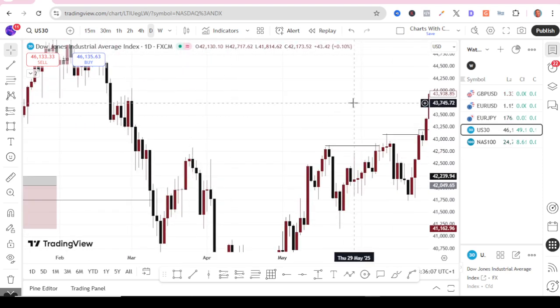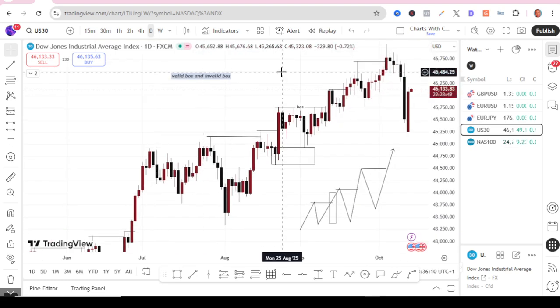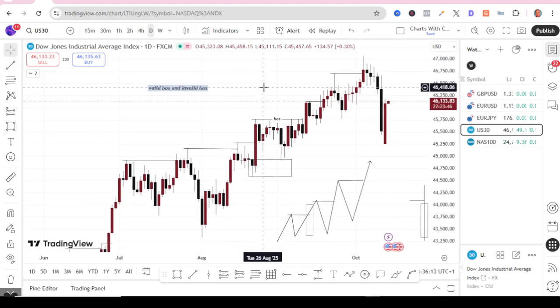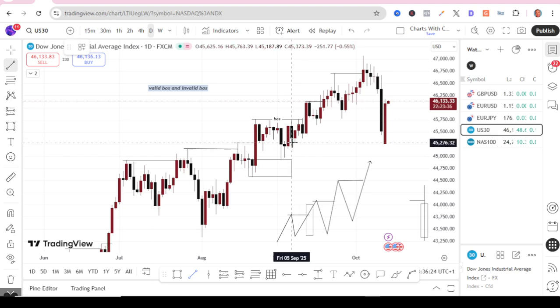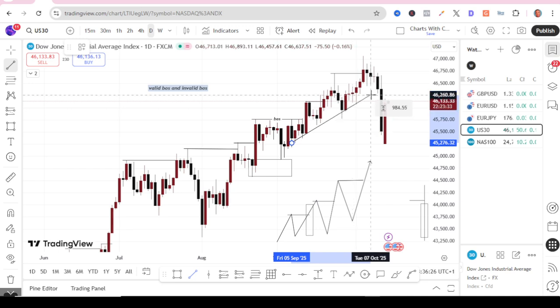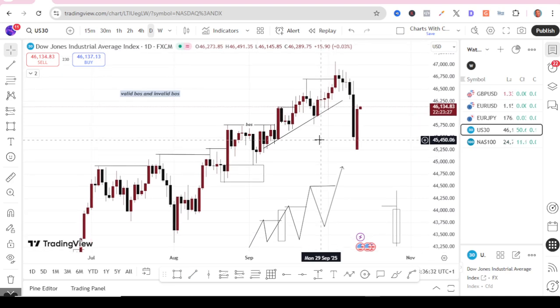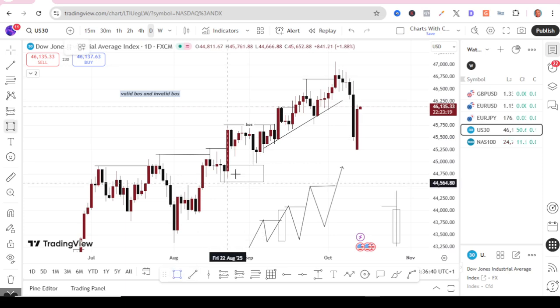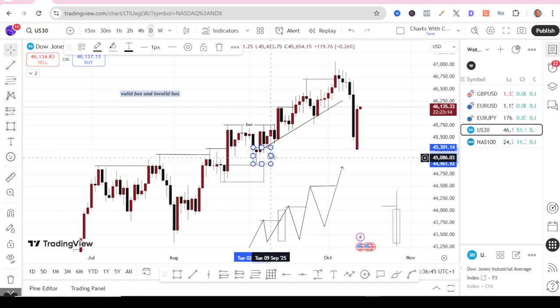So let's go back to where we stopped. I believe by now we've been able to identify a valid break of structure and an invalid break of structure. Now from here we can see this is a clean trend line liquidity, and on Friday price came and took out the trend line liquidity. And as you can see, we are currently reacting from this order block.